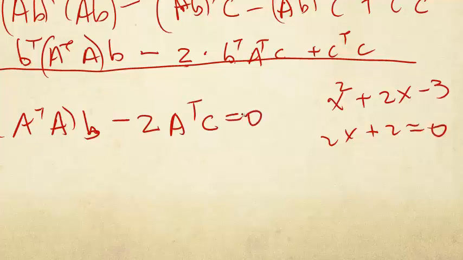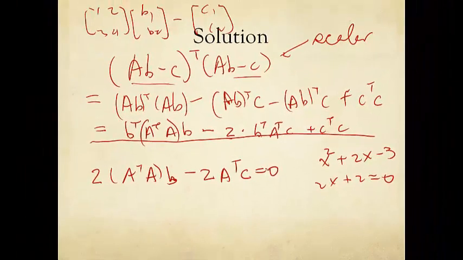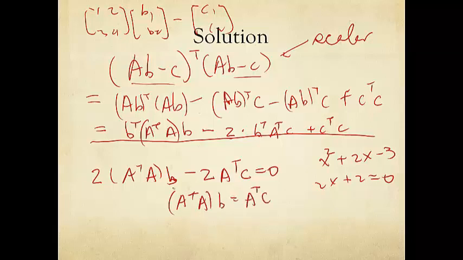Now, why is setting the derivative to be 0 going to give us the right answer? We'll come back to that in a minute. It sounds intuitive, but we will soon see that there's some convexity argument behind that. But right now, they just say set it to 0. And that means A transpose A times B equals A transpose C.